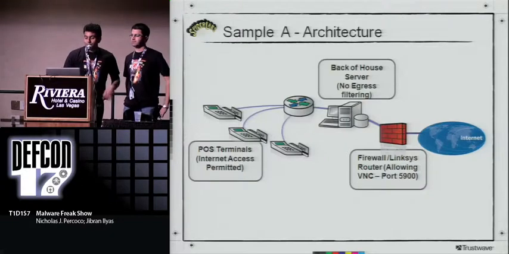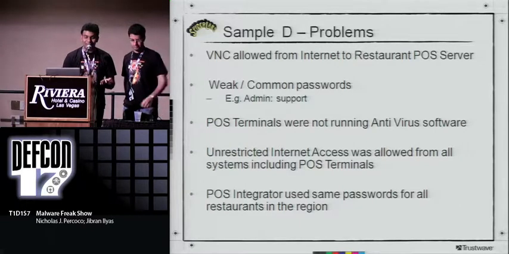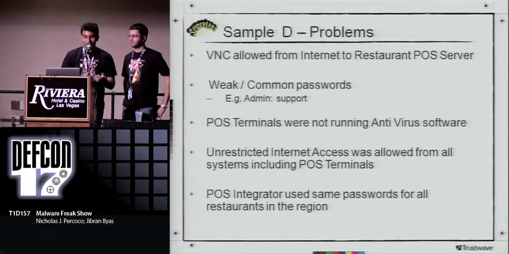So the problems in here were, obviously, VNC was allowed from outside, which is a big no-no. The systems had weak passwords. Actually, for 18 of those restaurants in Michigan, the integrator was using the same password. And the credentials were basically admin and support. Pretty simple. The point-of-sale terminals were not running antivirus. There was unrestricted internet access and basically the same passwords for all the systems in the region.